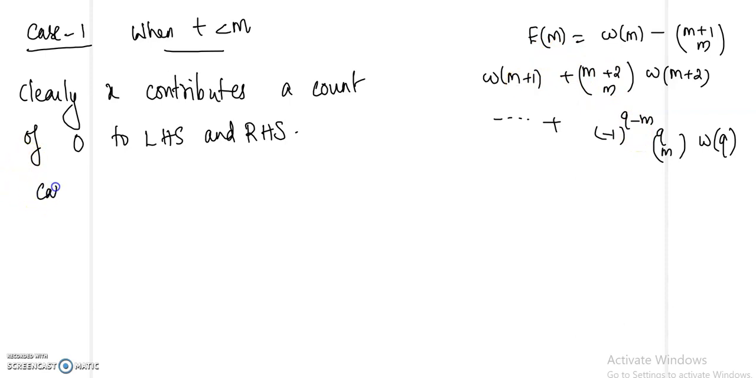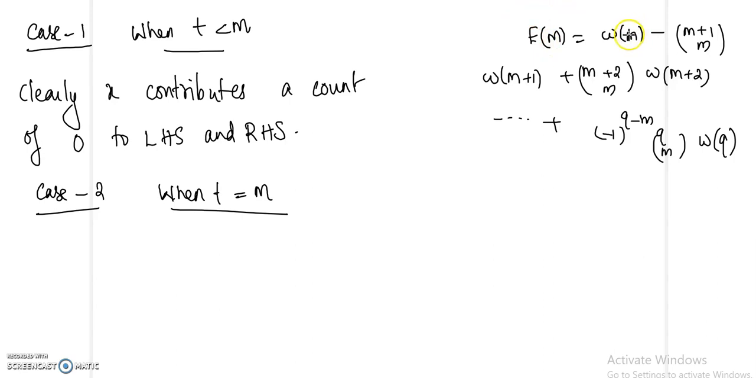Now let us look at case 2. So case 2 is when t is equal to m. So when t is equal to m, let us look at what is the value of both left side and right side. When t is equal to m, your element x will possess exactly m properties. Okay, so x will be counted once in E of m. E of m is the number of elements which possess exactly m properties. So we will count x one time in E of m.